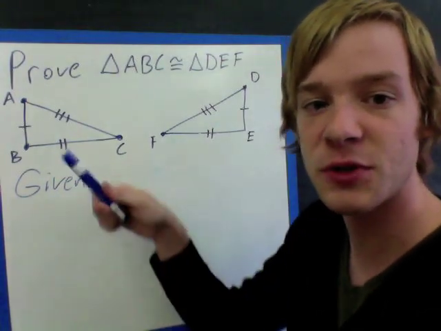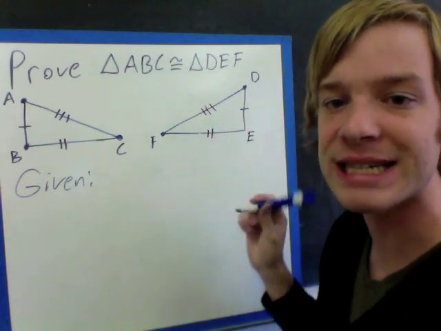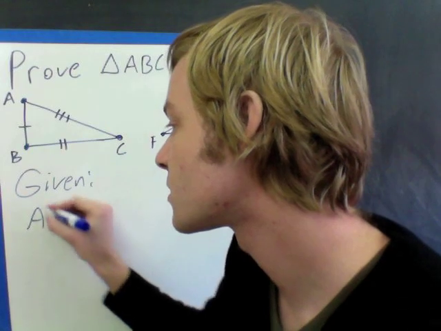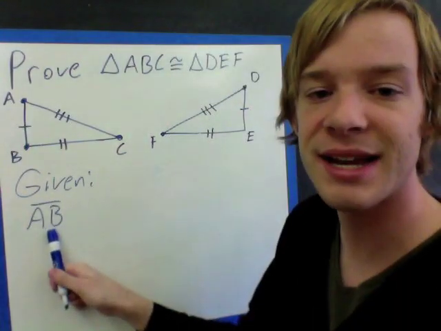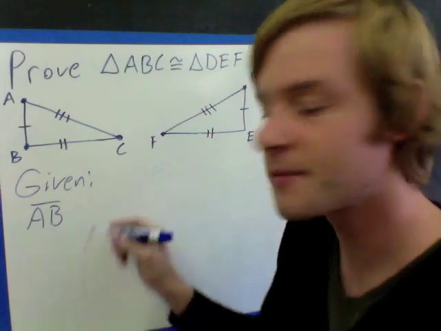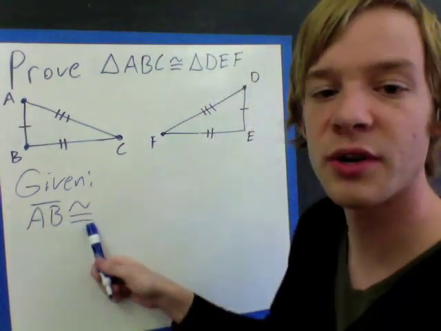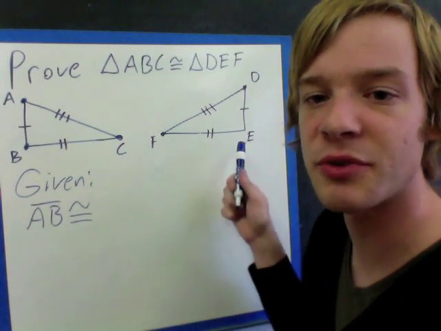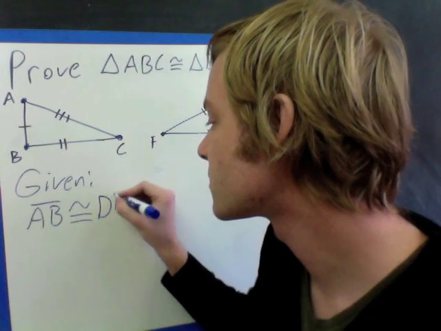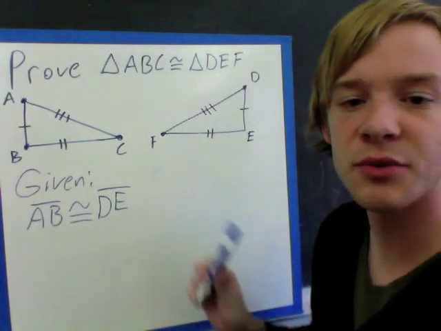So we would say first off that side AB is congruent to side DE. So this is side AB. Remember, when we have a little line above it, we're talking about a side. We have our congruent symbol, and then we want it to be congruent to side DE. So side AB is congruent to side DE.